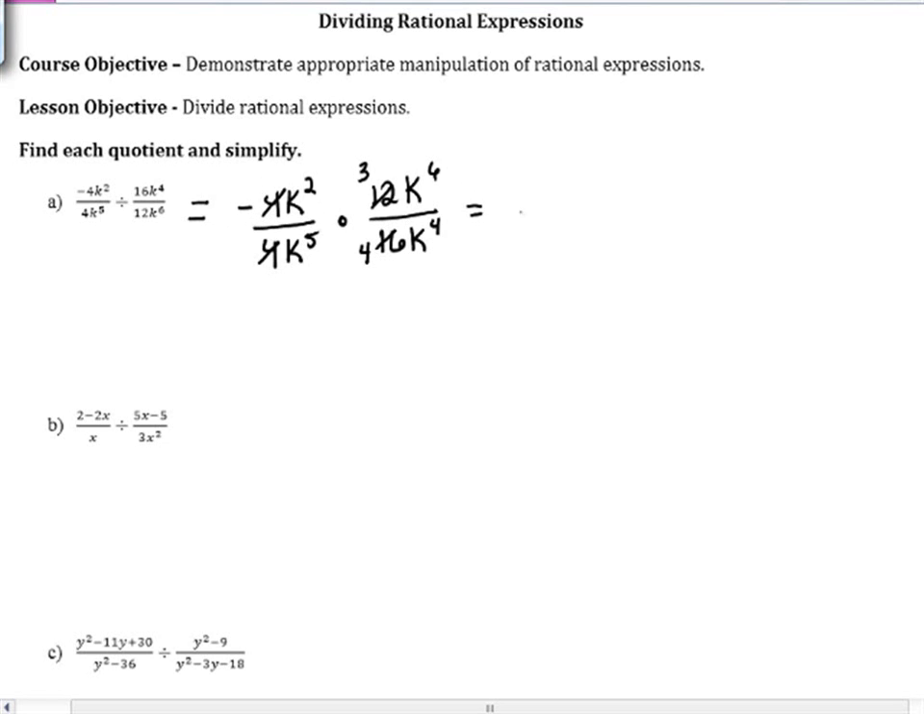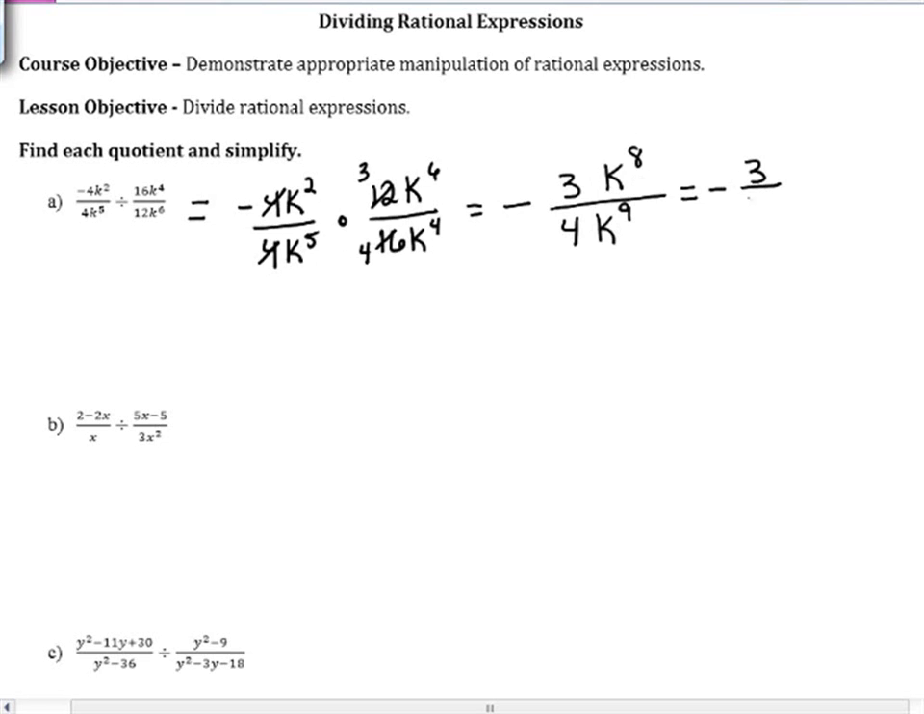We have this negative sign that needs to come through. And then for numbers, we have 3 on the top and a 4 on the bottom. On the top, we would multiply straight across. K squared times k to the sixth is k to the eighth. And k to the fifth times k to the fourth is k to the ninth. And I just think it's easier to do the canceling with the variables after you do this multiplication than it is before. It's just a lot easier to keep track of this way.